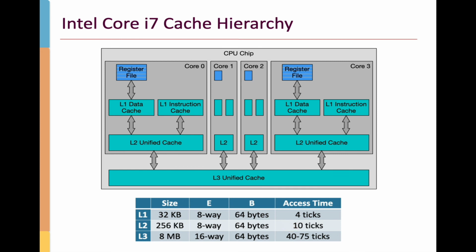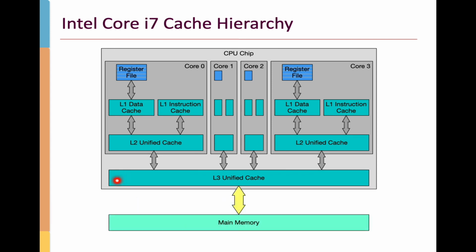So if a value is already in the register file, it's basically available for free. If it's not in the register file, but it's found in the L1 cache, it takes 4 ticks. If we have to go down to the layer 2 cache, it's going to be about 10 ticks to respond with the appropriate value. And then at layer 3, this is quite a lot larger. It's 8 megabytes, and it's a 16-way set associative cache, which again has a 64-byte block size and takes between 40 and 75 ticks to respond to a memory request.